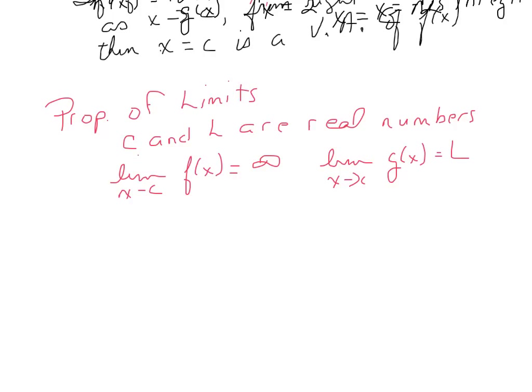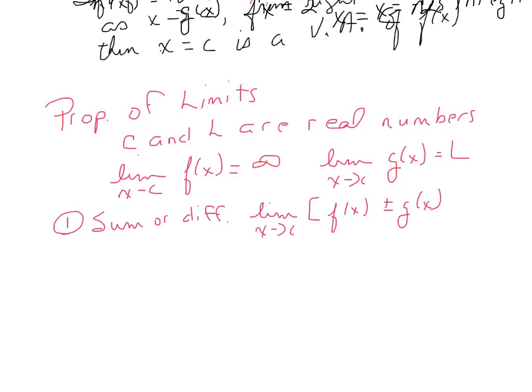If we take the sum or difference, then the limit as x approaches C of f of x plus or minus g of x is going to be infinity plus or minus L. What do you think that's going to be? Infinity, because infinity plus or minus a number is still infinity. So if one of your limits is infinity, and you're adding or subtracting another function that has a real number limit, the limit of the sum is still infinity.